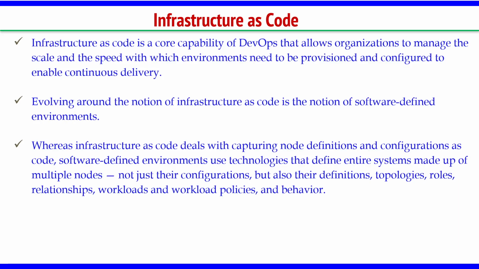Technically, let's understand what is infrastructure as code. IaC is a core capability of DevOps that allows organizations to manage the scale and the speed with which environments need to be provisioned. You are setting up the environment for the developer to write the code.